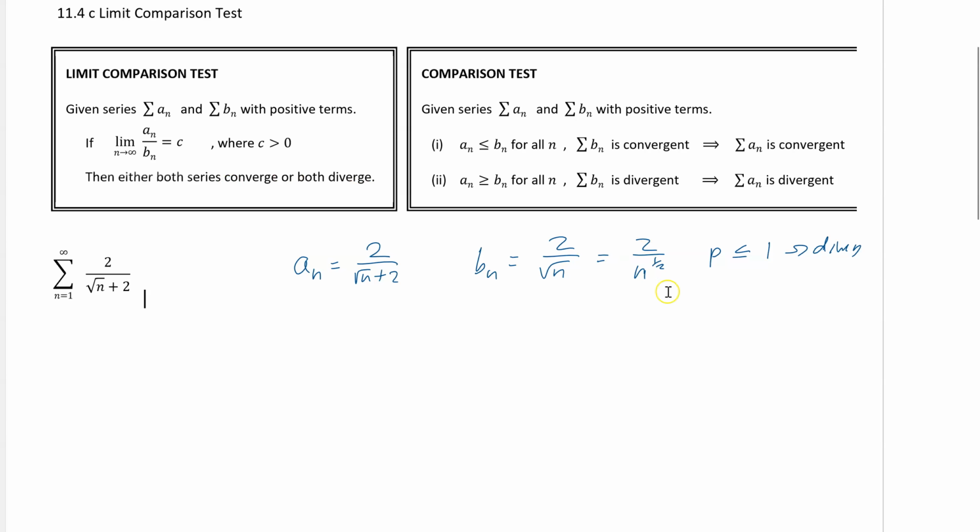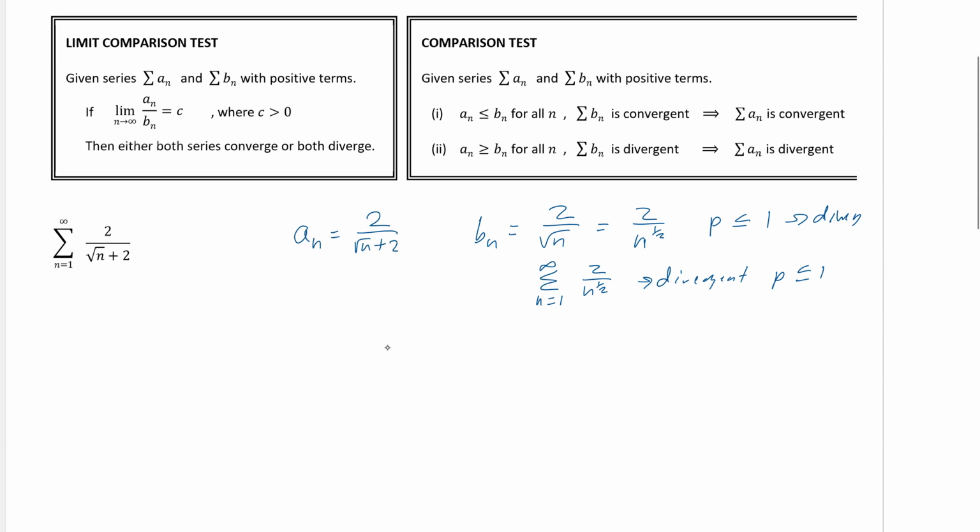So we can show that this one is divergent. So we can already go, well, the sum of n equals 1 to infinity of 2 over n to the 1/2 is divergent because p is less than or equal to 1. All right, so now we've shown that. So now if we can show that the limit as n approaches infinity of a sub n over b sub n is equal to c, then because our b sub n is divergent, our a sub n also has to be divergent. So that's what we're going for. We're trying to show it's divergent.